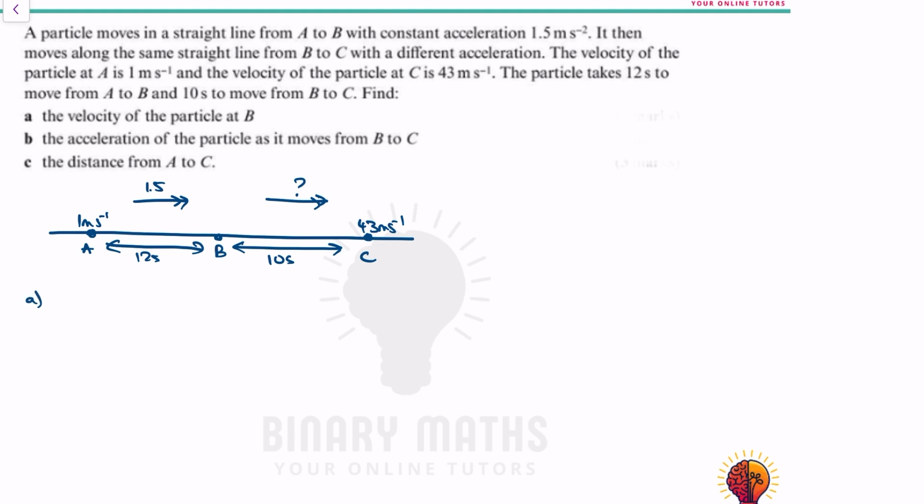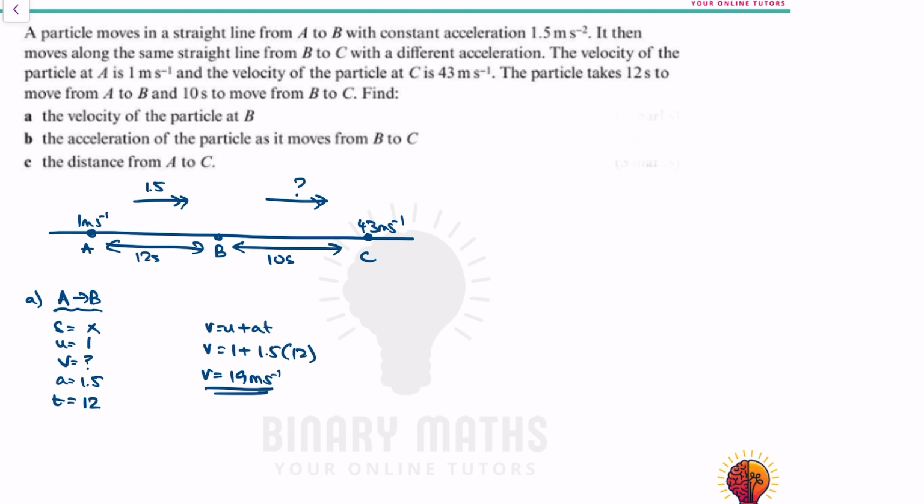So that means we're doing the journey from A to B, setting up SUVAT for that journey. Displacement, we don't know. Initial speed is 1. Final speed is what we're trying to find out. Acceleration is 1.5 and time is 12 seconds. So we're using the equation of motion V equals U plus AT. V is equal to 1 plus 1.5 times 12, which is equal to 19 meters per second.